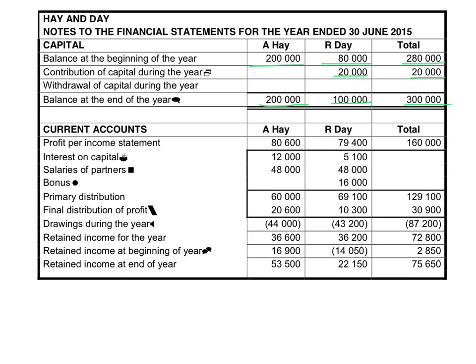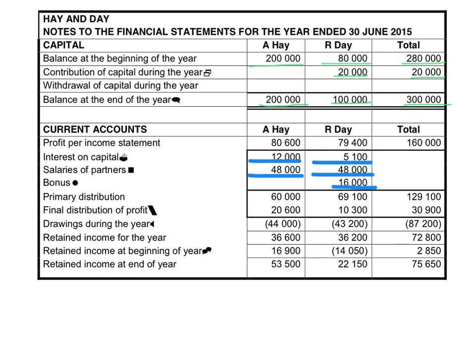In the note for the current accounts, we must distribute the profit between the two partners. So first of all, we will show what the interest on capital is and what interest will go to the account of A Hay and the account of R Day. Then we will show that both of them are entitled to a salary of 48,000 and that Day is also entitled to a bonus of 16,000.